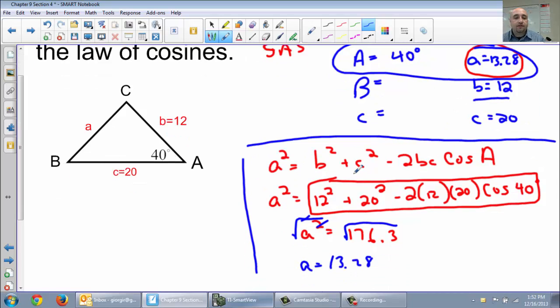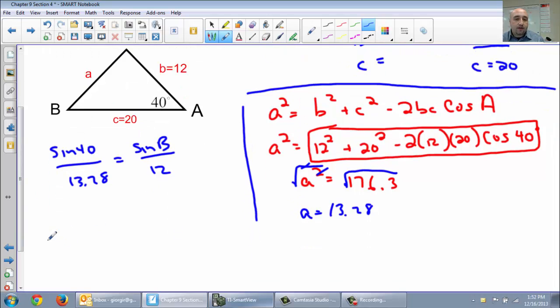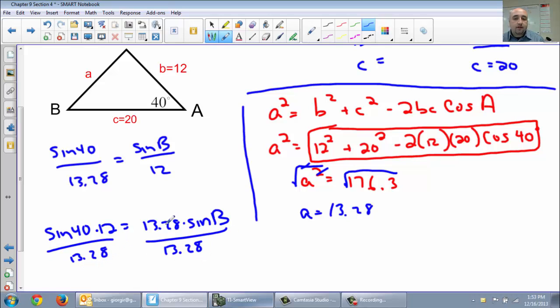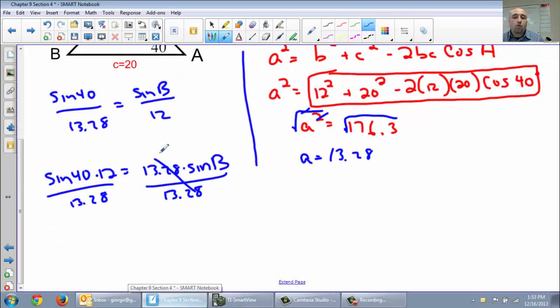Okay, so we're going to set up our law of sines. Sine of 40 over 13.28, there are my A's, equals, we're going to do the B's first, sine of angle B all over little 12. Cross multiply. Sine of 40 times 12 equals 13.28 times sine of B. Divide by 13.28. 13.28 over 13.28 is 1. So sine of B is equal to all of this info on your calculator.